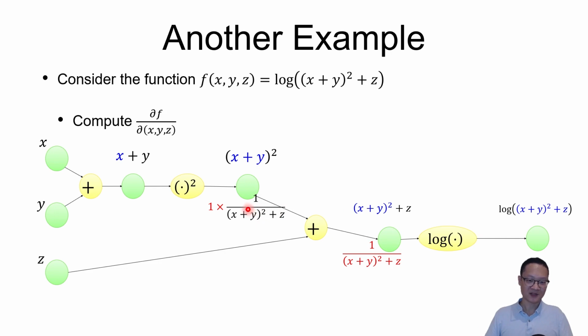Now we go back again, and we keep the previous result, and then we multiply by the derivative at this stage. That's just going to be the squared function. The derivative of the squared function is 2 times whatever is inside. So that's why we have a 2 times (x plus y) here. And finally, we go all the way back to x. The derivative of x plus y with respect to x is just 1, so we multiply that with what we had previously.